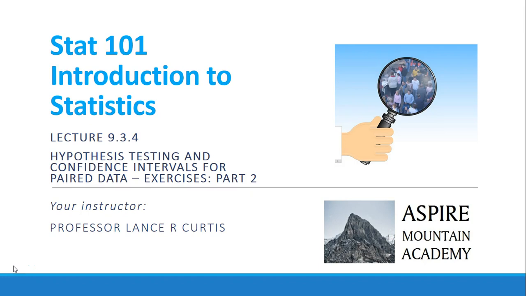In less than 10 minutes, this video provides additional practice using StatCrunch to conduct hypothesis testing and construct confidence interval estimates for two paired population mean values. Let's get started.